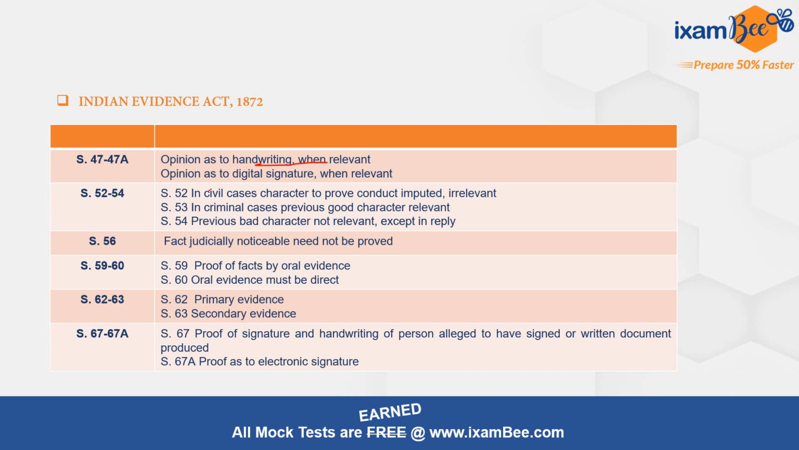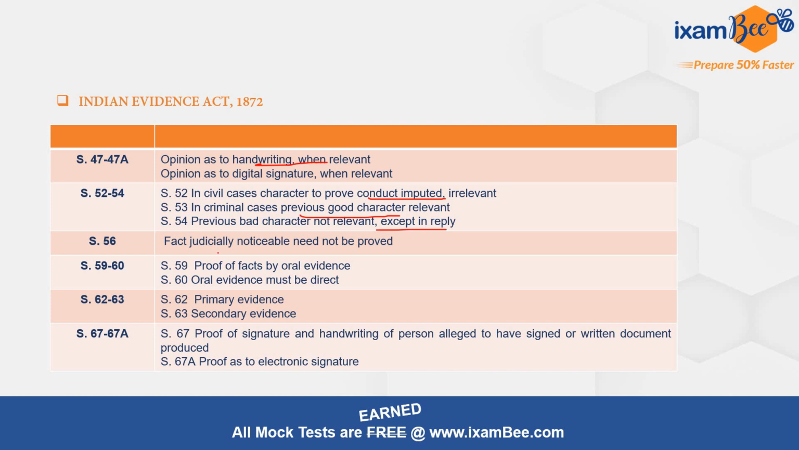Section 52, 53 and 54 is important because they are basically talking about the provisions with respect to civil cases: character to prove conduct imputed is irrelevant. In criminal cases, previous good character is relevant, previous bad character is not relevant except in reply. So these are important provisions.